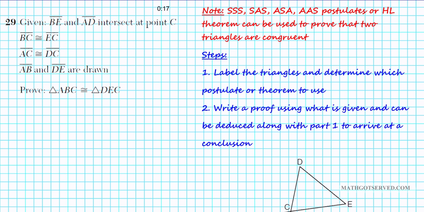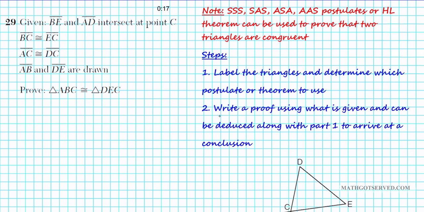One thing you want to note for problems involving proving that two triangles are congruent is that SSS, SAS, ASA, AAS, or SAA postulates or the HL theorem can be used to prove that two triangles are congruent. So these are the steps we're going to use. First of all, we're going to label the triangles and determine which postulates or theorem we're going to use, basically creating a plan for our proof using this information and the triangles that we have.